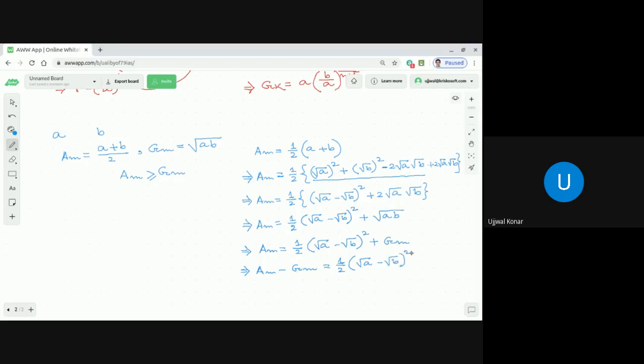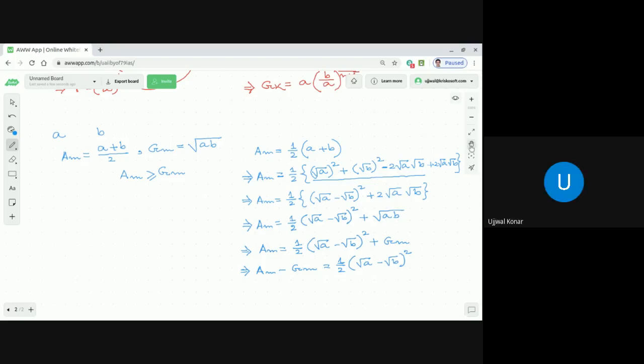Correct, not, dear students? Now let us apply a little bit of our common sense. What are a and b? A and b are real numbers, correct or not? So their difference would also be a real number, correct? Yes, square root of a minus square root of b. Now, if you take the square of that real number, definitely you will get a non-negative number, right? Yeah. So that means what? AM minus GM is always greater than or equal to 0.